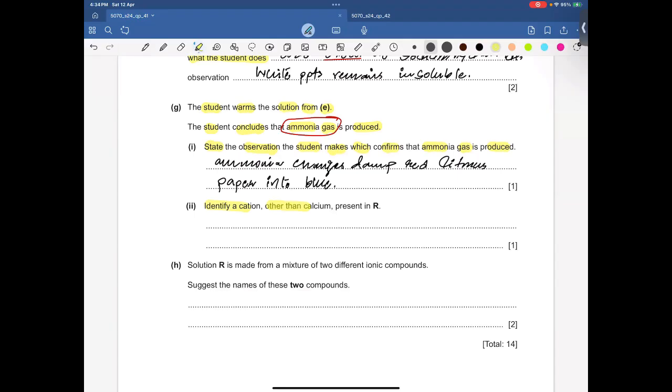Identify a cation other than calcium present in R. Obviously, it's going to be the ammonium ion.